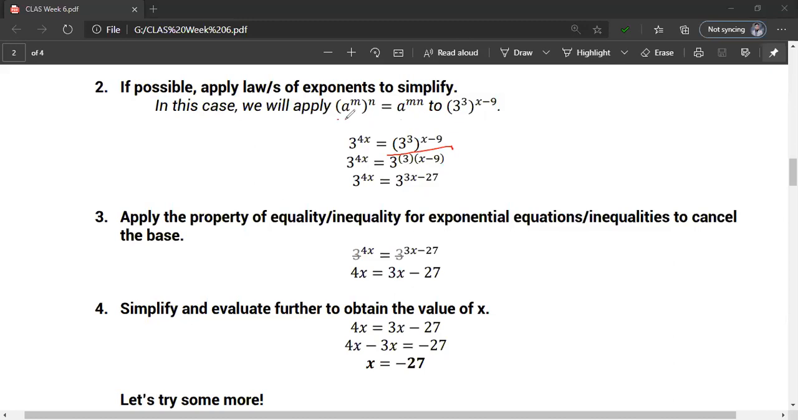Now, based on our law na a raised to m raised to n should be equal to a raised to mn. So yan. So pagsasamahin natin itong 3 and itong x minus 9. So we have 3 raised to 4x equals 3 raised to 3 times x minus 9. So that would yield us an answer of 3x minus 27. Again, class, do not forget to distribute. Malaking kasalanan po pag hindi tayo nag-distribute.